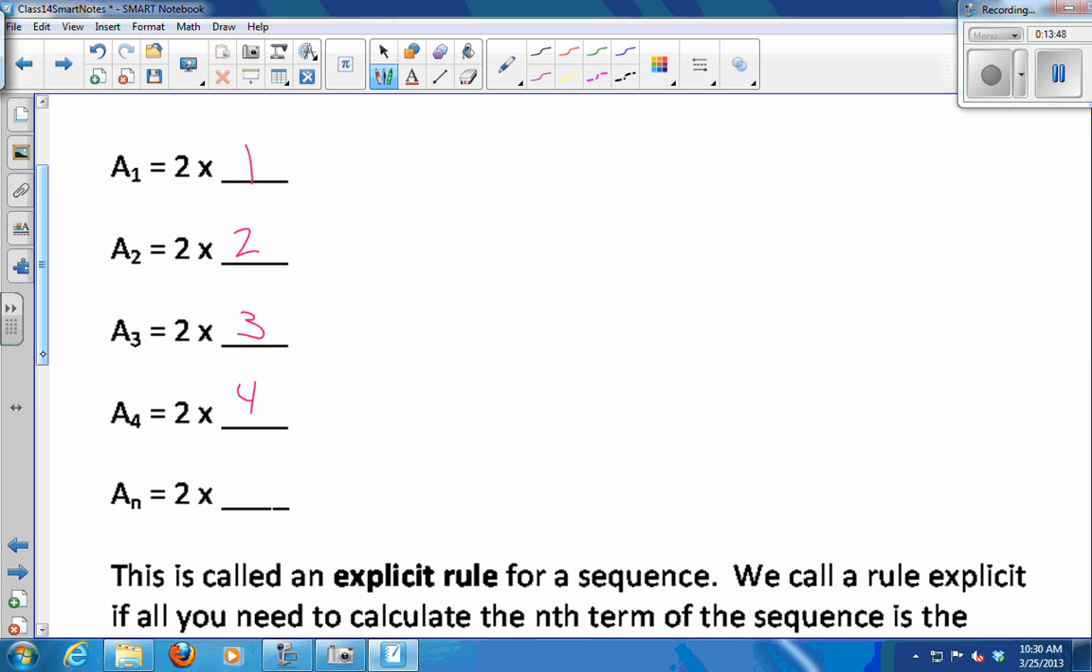Okay, so what I want you to notice is this number that I wrote here, what I multiply 2 times, matches the subscript. 3, 3, 4, 4. So a sub n would be 2 times what? N.